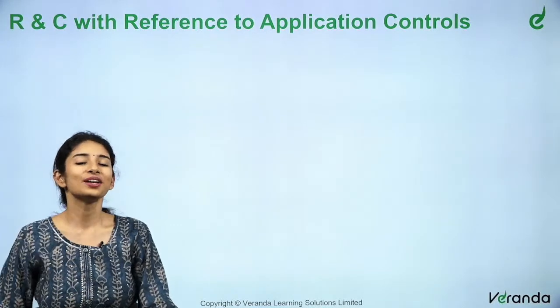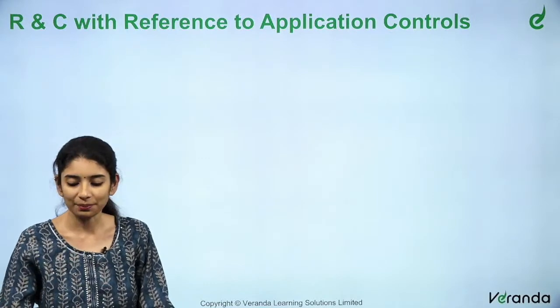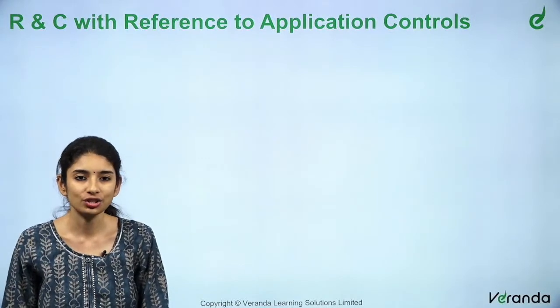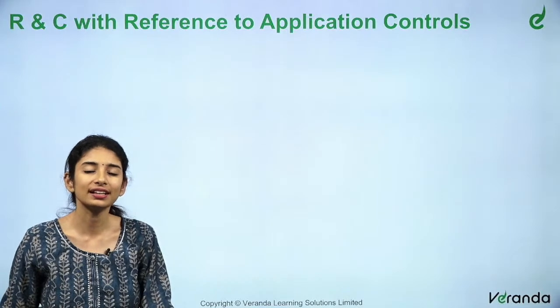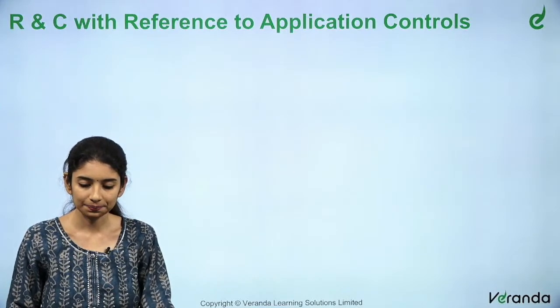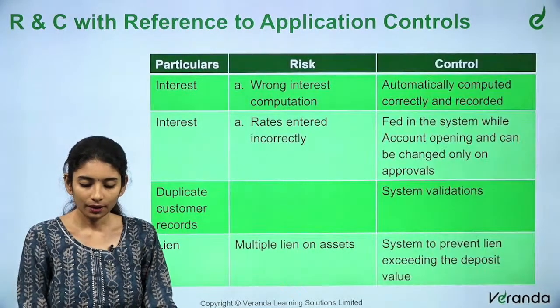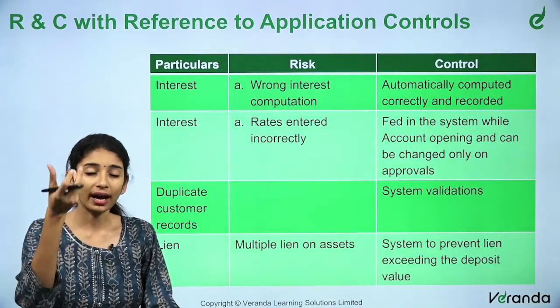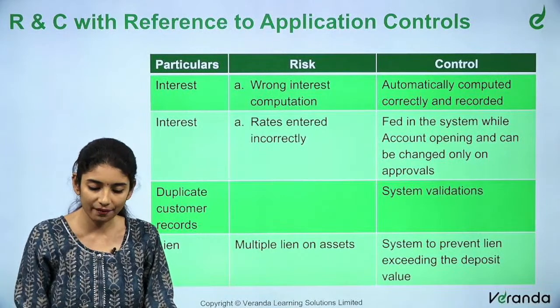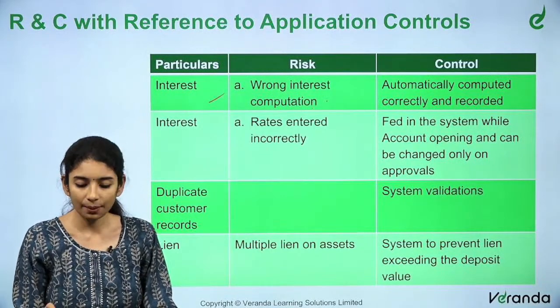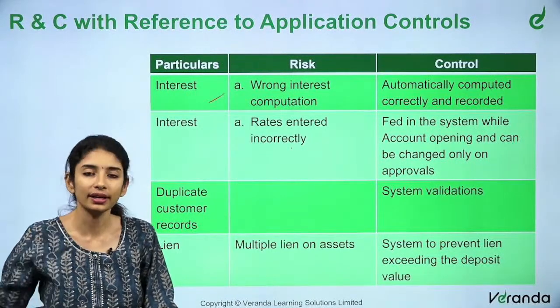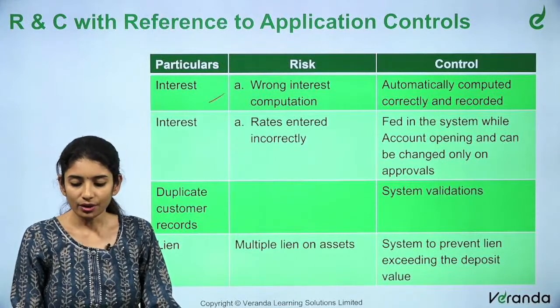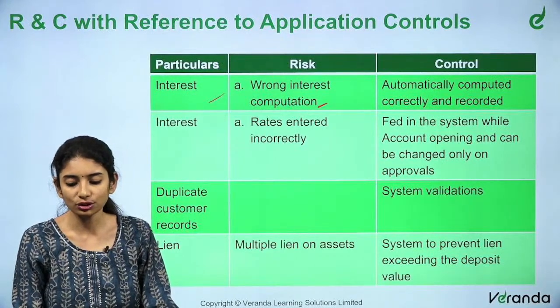In the next part, we are going to see the risks and controls with relation to various parameters. Number one, application controls. The core banking software is an application. Under that, what are the risks that you may have? Wrong interest computation, or rates not entered correctly into the system. For wrong interest computation, what should the control be?